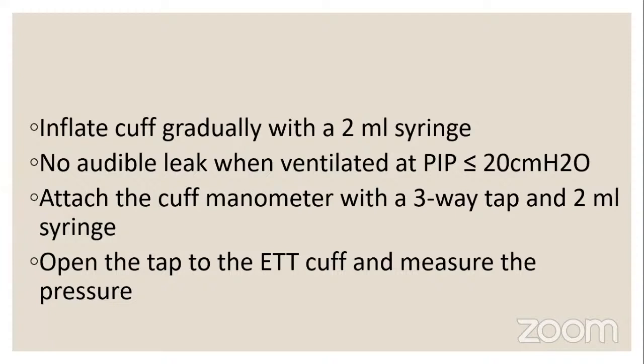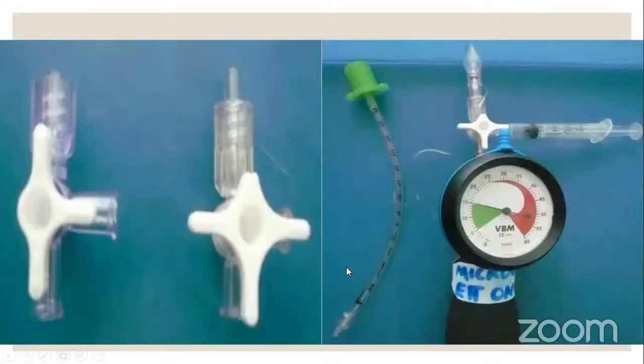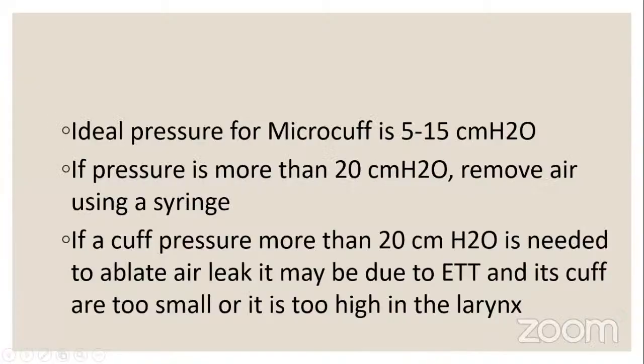We attach the cuff manometer with a 3-way tap and the 2 ml syringe, and open the tap to the endotracheal tube cuff and measure the pressure. This is the 3-way tap, and this is the manometer connected to the 3-way tap and the 2 ml syringe to monitor the pressures. Ideal pressure for microcuff is 5 to 15 centimeter water. If pressure is more than 20 centimeter water, we have to remove air using a syringe.